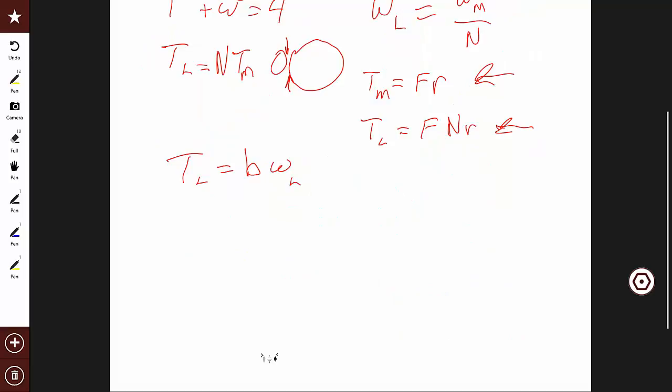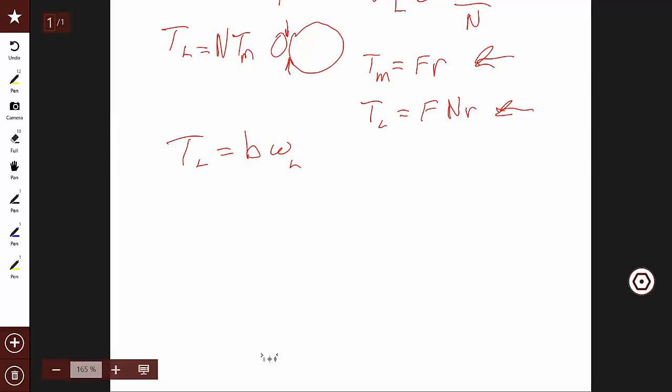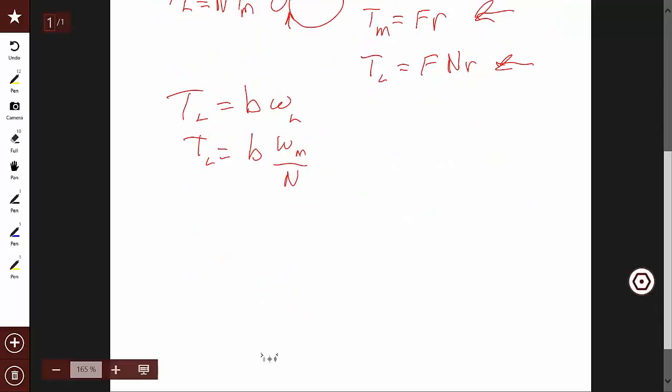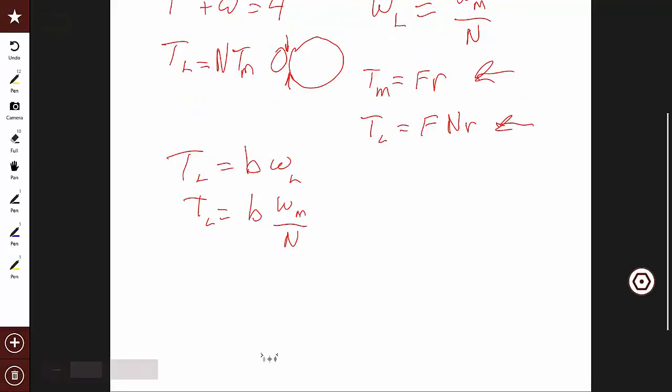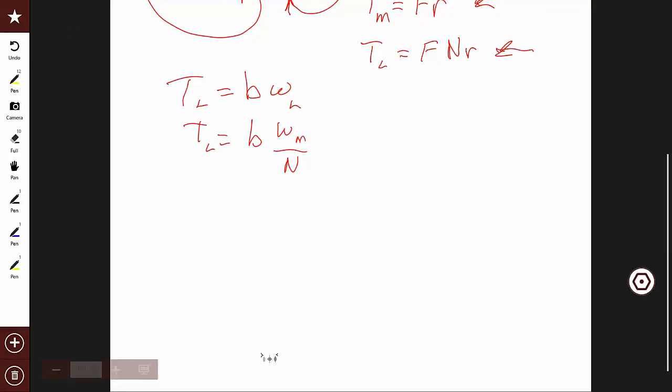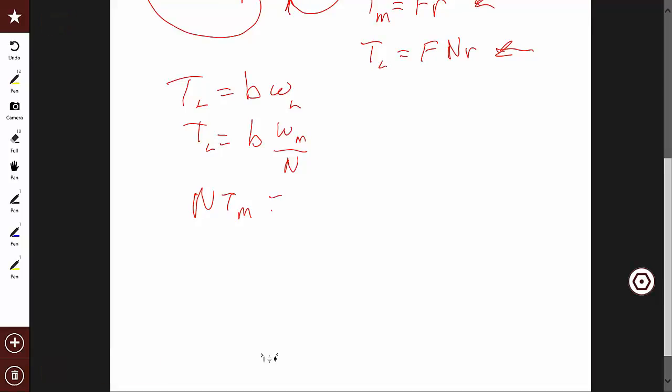Everybody okay? So I want to convert this into motor. Do you have a formula for omega L in terms of omega M? Omega M over N, right? So I'm going to plug that in. TL equals B times omega L, and omega L is omega motor over N. Halfway there. Do you have a formula that relates torque load and torque motor? Let's plug that in. N times torque motor, that's torque load, equals B times speed motor over N.